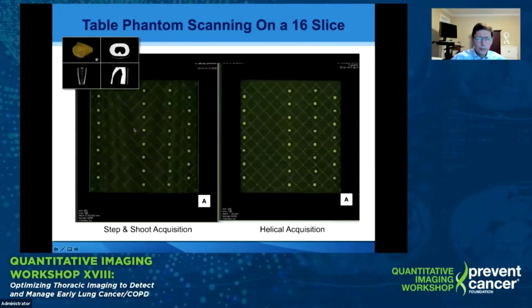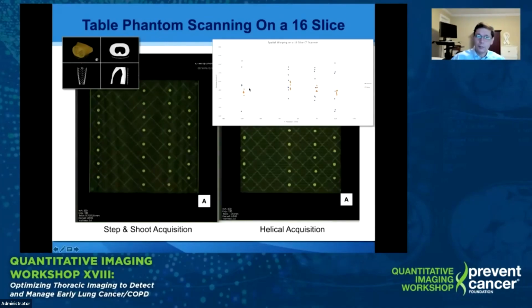Now, we've built phantoms like table phantoms and other things where we put them in these types of scanners, and we see the spatial warping gets worse as you go out to the periphery. And we've even gone as far, because people don't believe us, despite how much we say it, as measuring this out to the periphery.